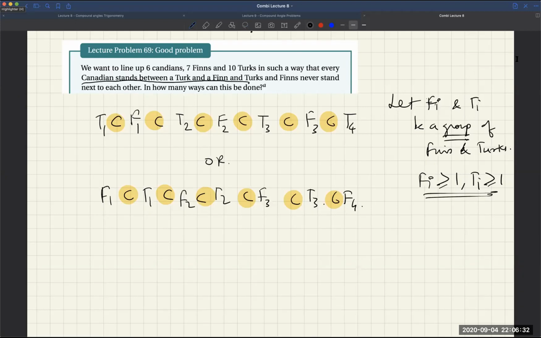Yes, sir. Okay. Now think about these two cases. So this is case 1 and this is case 2. So now this F1 contains some Finns together, so 1, 2, 3, 4 like that. Is it good? The formulation of the problem is good from my end. Have you understood the formulation, guys? So now how do we go about this?